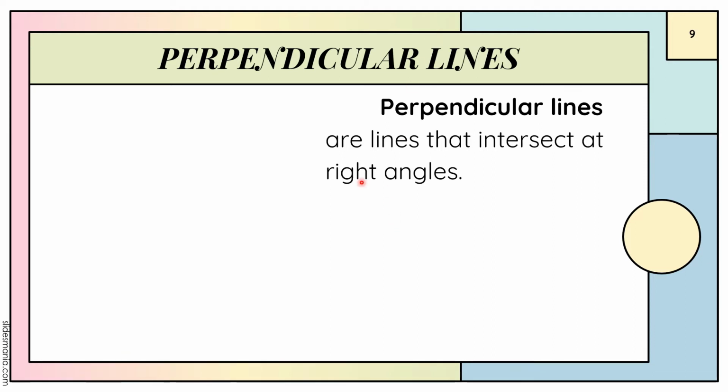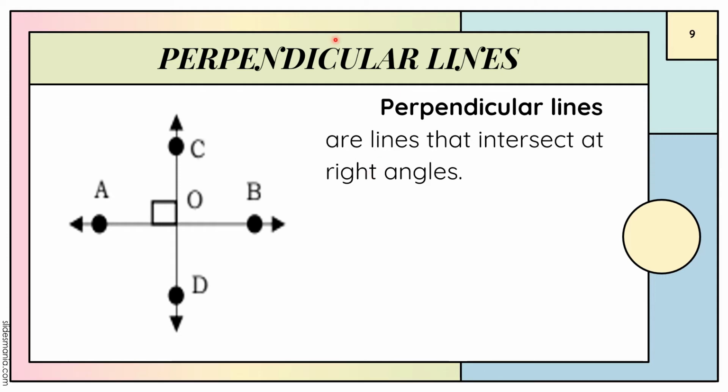So we have here a figure. In this given figure, line AB intersects at point O with line CD, and they form right angles. Take note and always remember that this symbol is a symbol for right angle. So we say, since they formed a right angle, we can say that line AB is perpendicular to line CD.